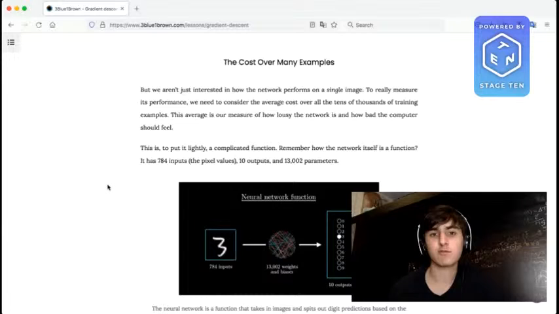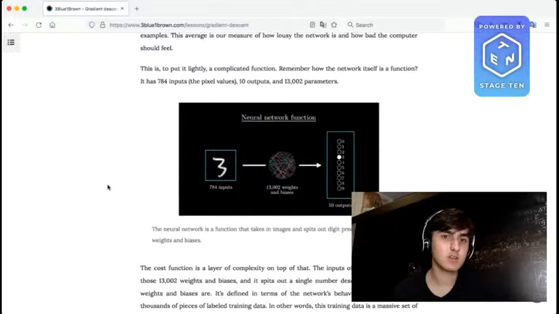That is, to put it lightly, a complicated function. Remember how the network itself is a function? It has 784 inputs, 10 outputs, and 13,002 parameters. Right, that is complicated. The cost function is a layer of complexity on top of that. The inputs of the cost function are those 13,002 weights and biases, and it spits out a single number describing how bad those weights and biases are.